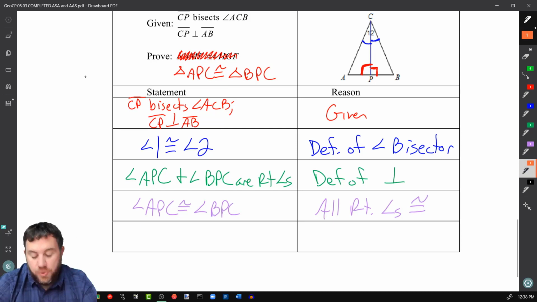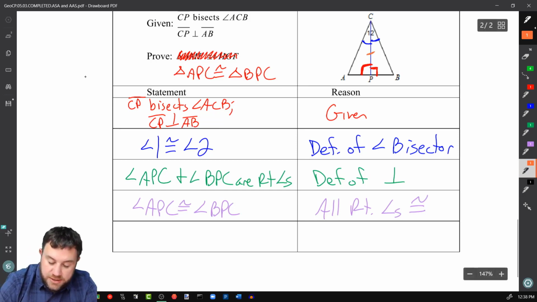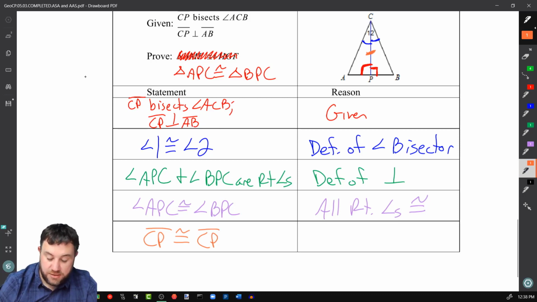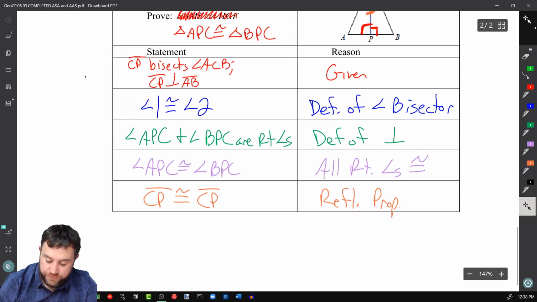Now, there's one other thing we haven't put in here that we need to, and if you look at the picture, you should see it. These two triangles share a side. They share CP. So CP is congruent to itself. In the picture, we just mark it, but in the proof, we actually need to make it a line. CP is congruent to CP, and that's the reflexive property, just like it was in the last problem.